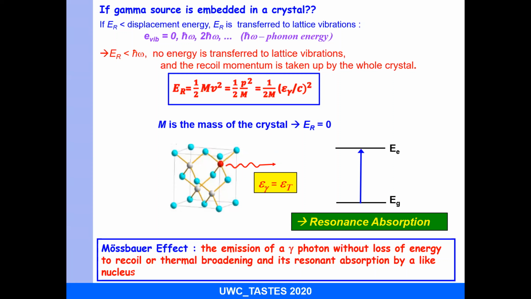And so in this case, where the emitting nucleus is embedded in a lattice, the gamma energy approaching an identical nucleus is equal to the transition energy, and so resonance absorption can take place. So the Moessbauer effect, which Moessbauer called the M effect, is emission of a photon without loss of energy to recoil, nor with thermal broadening, and its resonant absorption by a like nucleus.